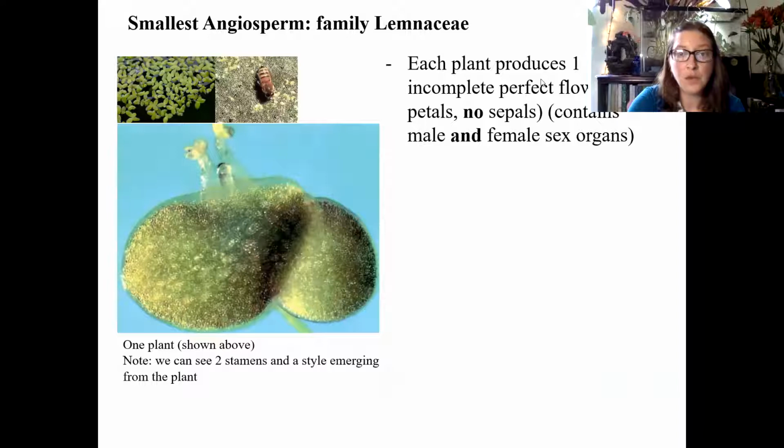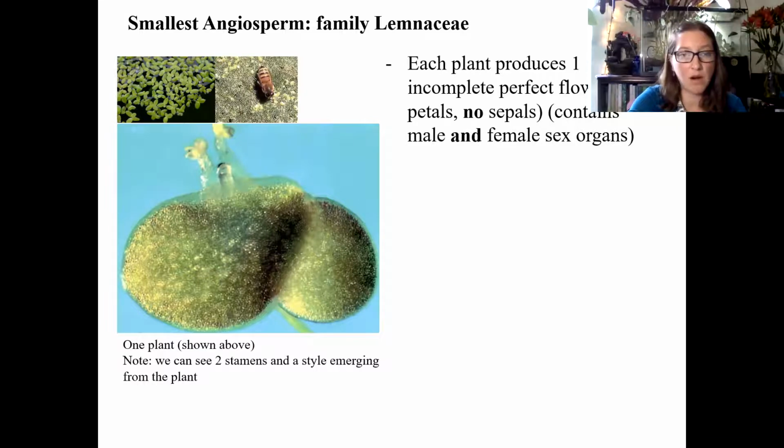Believe it or not, when you look at those little plants, you might say, Rebecca said that all these plants make flowers because they're angiosperms, but I don't see any flower on that little tiny green plant. Well, there is one. Each of these little plants of this duckweed actually produces one incomplete perfect flower. It's incomplete because it doesn't have any petals and it doesn't have any sepals. So it's missing 2 whorls right there. But it's perfect because it does contain the male and female sex organs.